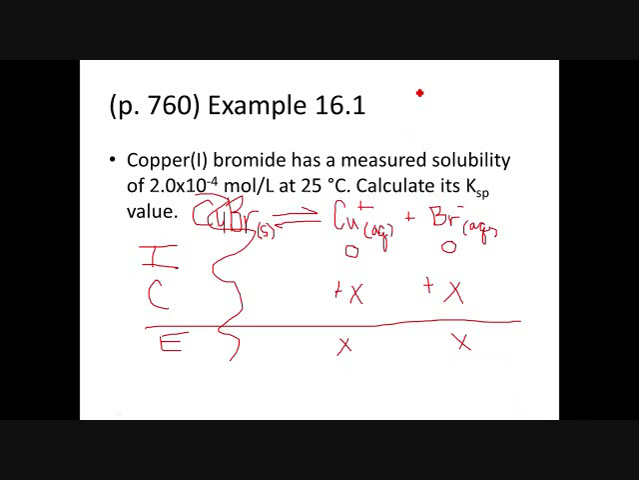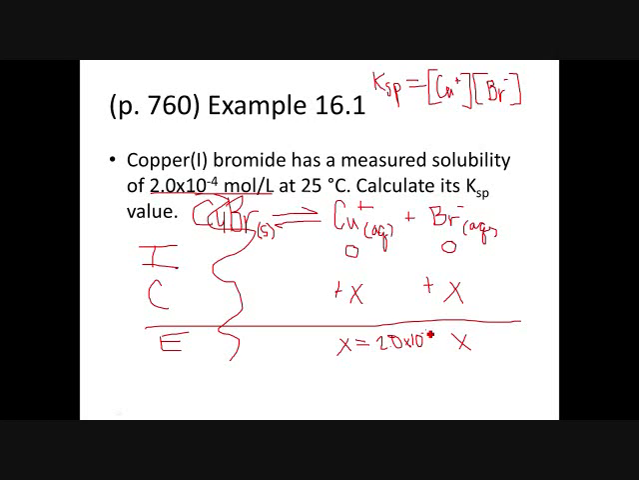Now, our Ksp equation would be the concentration of the copper ion times the concentration of the bromide. Now, this 2.0 times 10 to the negative 4th moles per liter is not the value of Ksp, because we're solving for Ksp. That is the solubility at equilibrium, so that is actually what X equals: 2.0 times 10 to the negative 4.